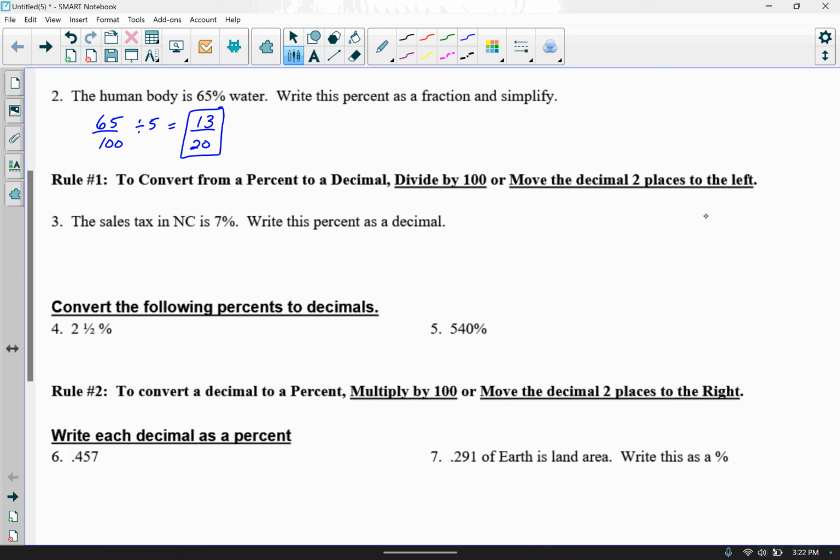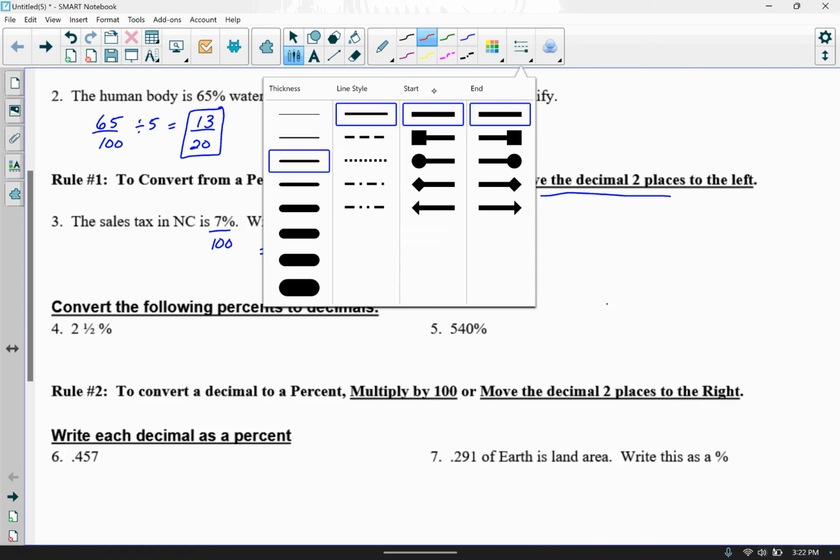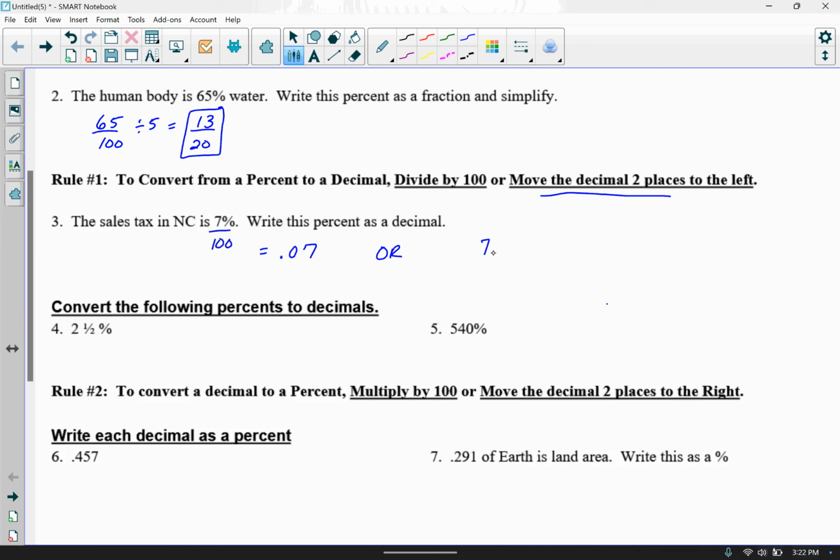Looking at here, this sales tax is 7%. To write that as a decimal, we can divide it by 100. So if you were to pop that in your calculator, 7 divided by 100 would land you at 0.07. Or, as I said, you can just take it and move your decimal 2 places to the left. Think about it, if you had that 7, and our decimal, if we don't have one, is sitting at the end of our number, and we move it 2 places to the left, we get 0.07. Either way you do it, okay?